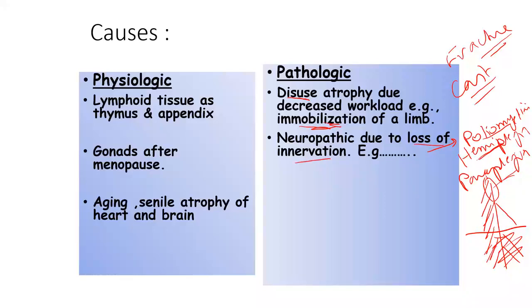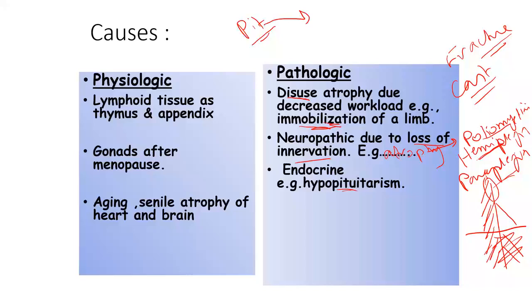We have endocrine atrophy as in case of hypopituitarism. Of course, in physiology, you studied the endocrine axis, and you know that the pituitary gland is controlling other endocrine organs like the thyroid gland, the suprarenal gland, the ovaries and testes, and so on. So the pituitary leads the other endocrine glands by hormones.